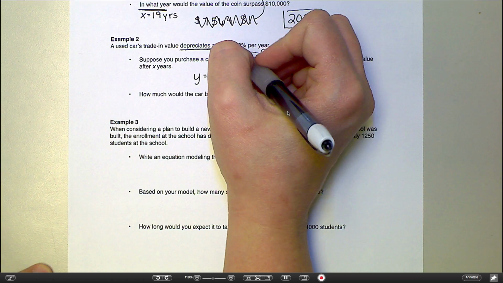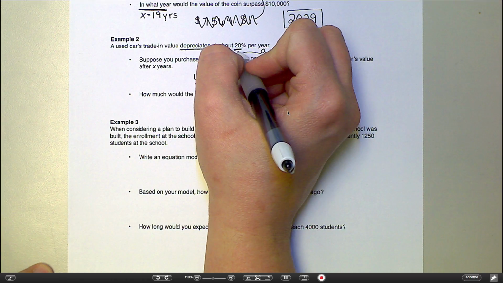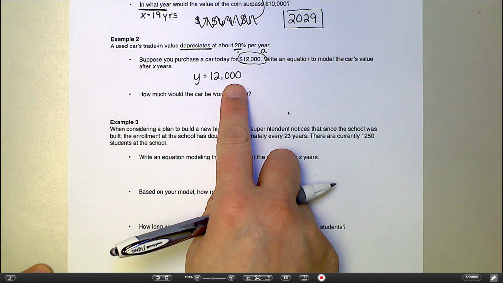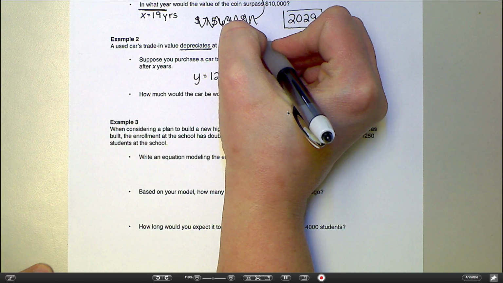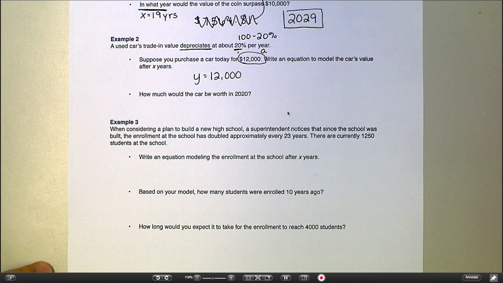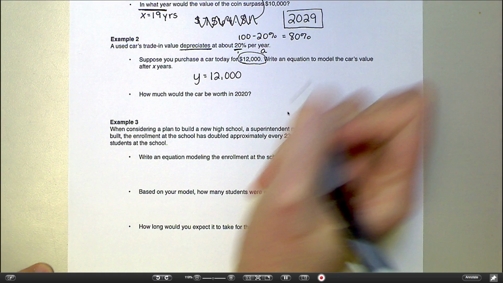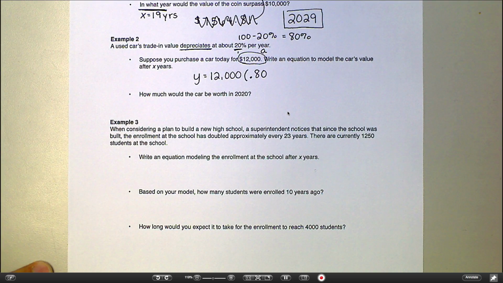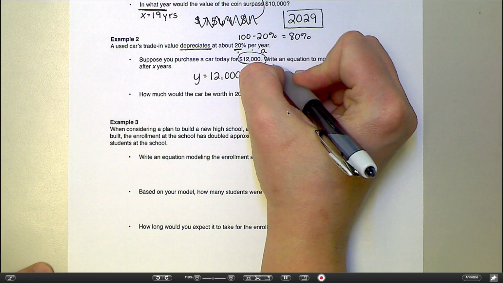And then for my b value, remember what we really care about is what percentage we are keeping. If we're losing 20% per year, I don't want to multiply by 20% because that'll tell me what I'm losing. I want to do 100 minus 20%, just like I did up above, except I'm subtracting because I'm depreciating. So I'm keeping 80%, and this would be 0.80 that goes in here. And then it's every single year, so this would be to the power of x.